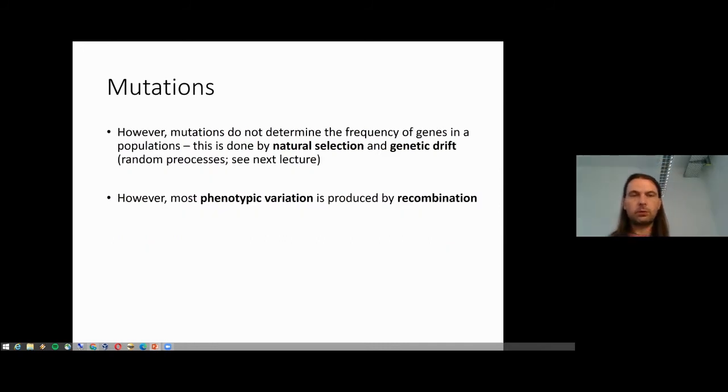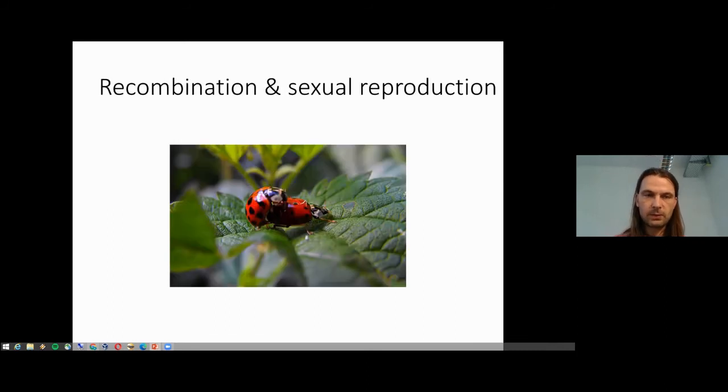On the other hand, we should not overstate the relevance of mutations. For instance, in a population, the frequency of genes is rather influenced by natural selection and genetic drift, and not just by mutation. So we hear about this next week. And then also, we should realize that most phenotypic variation, so the variation of individuals of a population, is produced mostly by recombination and not by mutations. So what do we mean by recombination? This is the last part for today.